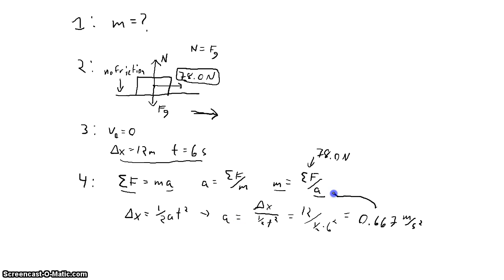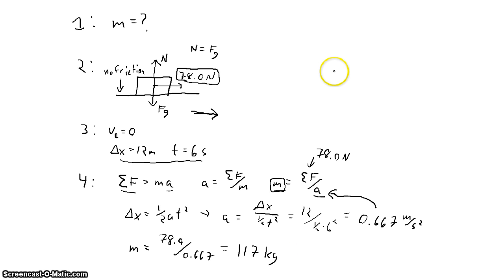Now we can plug this into the a here, and we'll find what we ultimately want, the mass of the ice block, using Newton's second law. That gives us 78.0 divided by 0.667, and that comes to, again, to 3 significant figures, 117 for the mass. And remember that the standard unit of mass is the kilograms. So that's what we put in for our units.